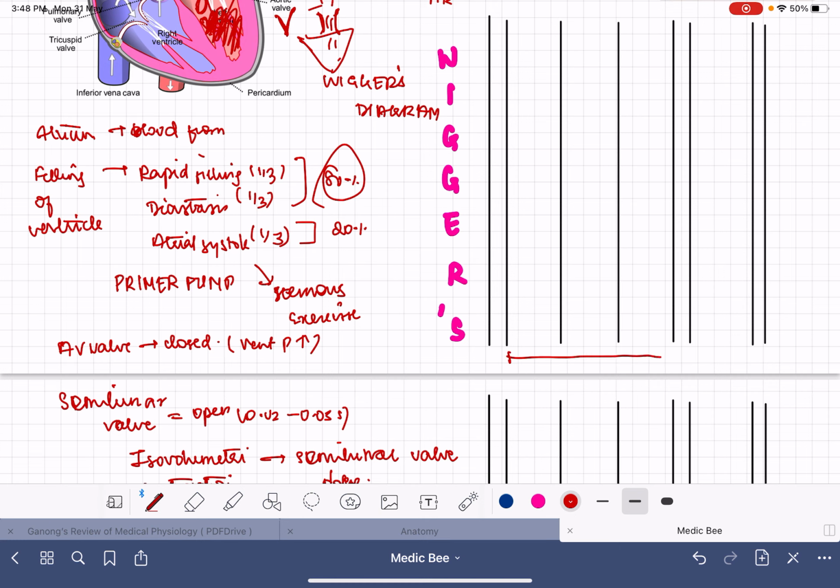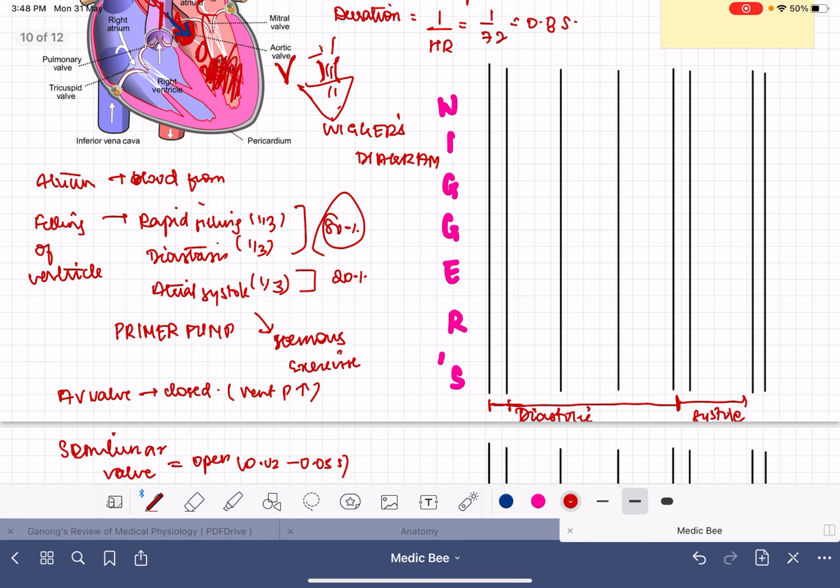This period is called the diastole, from the isovolumetric relaxation till the end of the atrial systole, and after that, systole. This is called the diastolic period of the ventricle, and this is the systolic period of the ventricles.